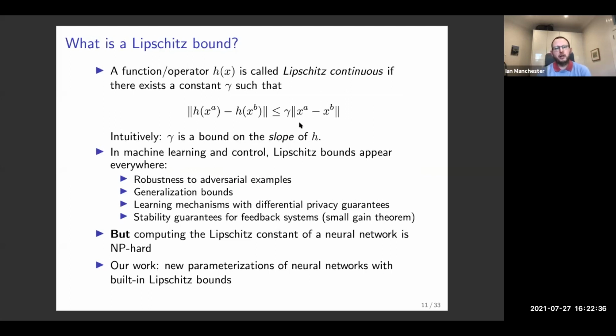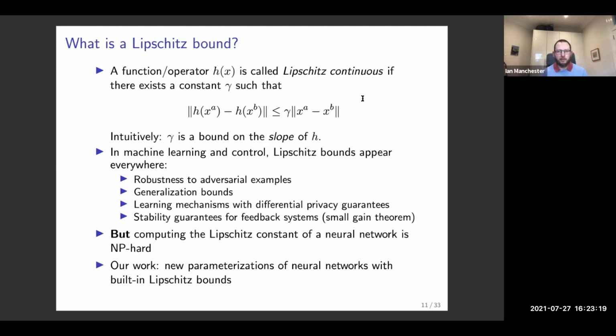So how can we quantify this? We quantify this with something called a Lipschitz bound. A Lipschitz bound is quite a common tool in machine learning to understand robustness. So basically, take any function or operator which produces outputs given some input. Here we can think of X as being the image and H of X as being the label that it predicts. We can call such a function Lipschitz continuous if there exists some constant gamma such that the difference between the outputs of the function is less than or equal to gamma times the difference between the inputs.